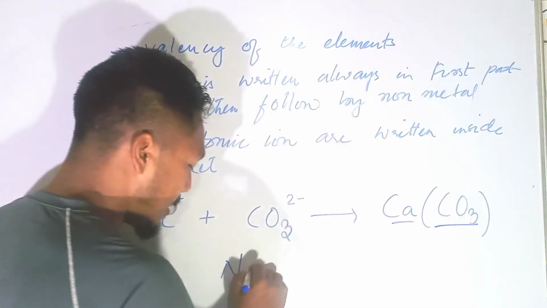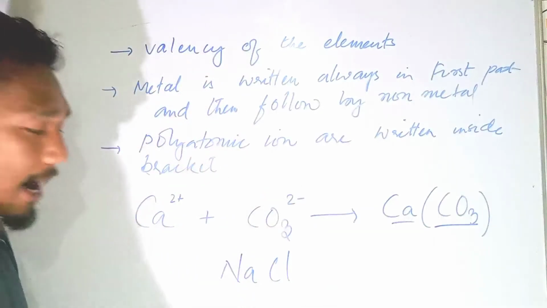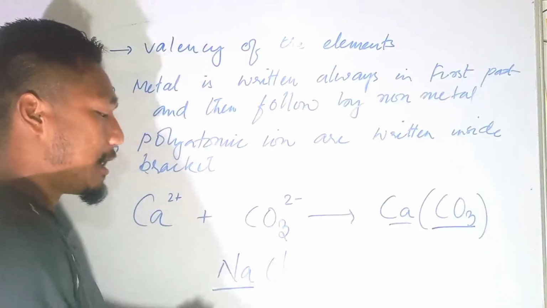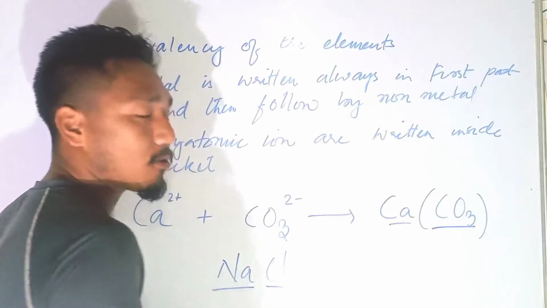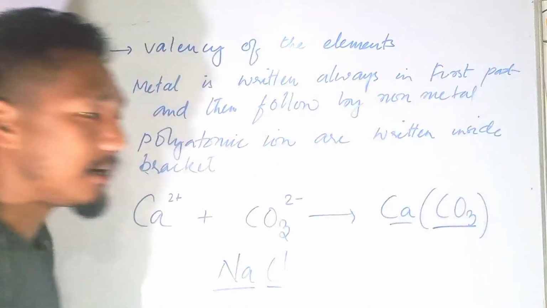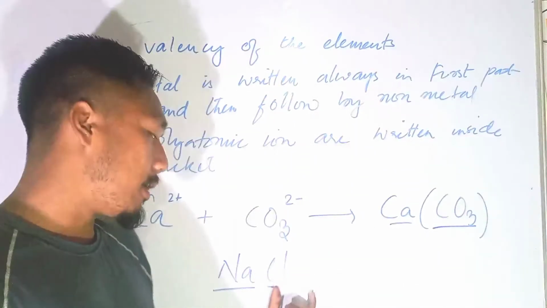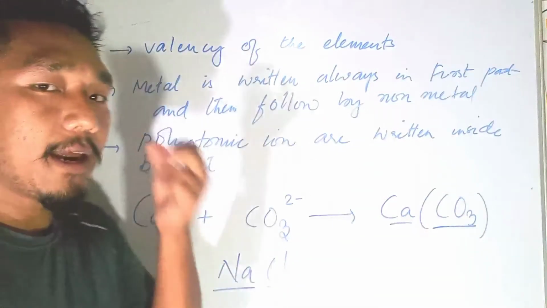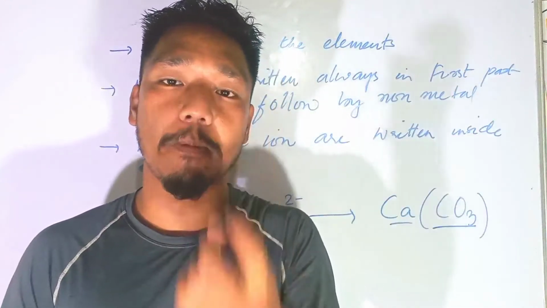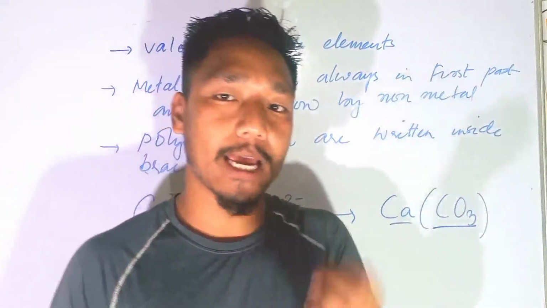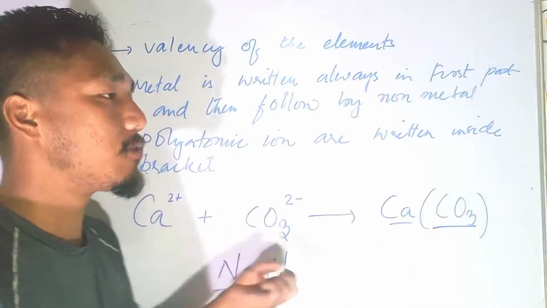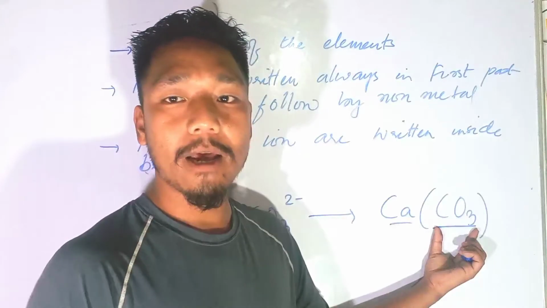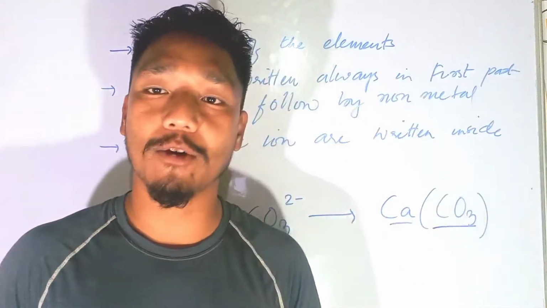Take NaCl, which I have talked about also. The left side is always a metal and the right side is always a non-metal. Sodium is a metal, chlorine is a non-metal. So this is the second rule. And the third rule is what? If there is a polyatomic ion undergoing a chemical reaction, we always have to represent it under the bracket. If it is represented under the bracket, remember that this is a polyatomic ion.